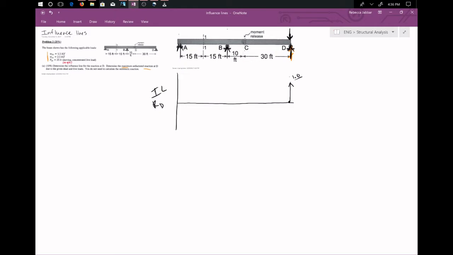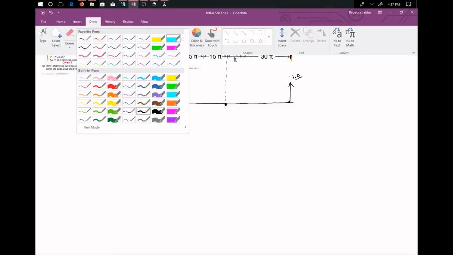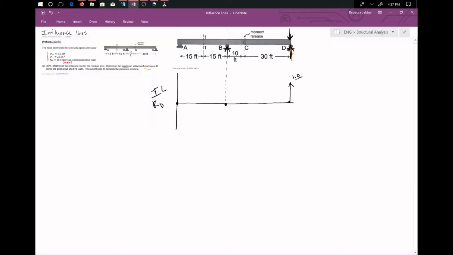Moving all the way across. All right, so at A, we will see it'll be 0. And at B, if we follow this down, it'll also be at 0. And here, let's do a different color. So I like orange.